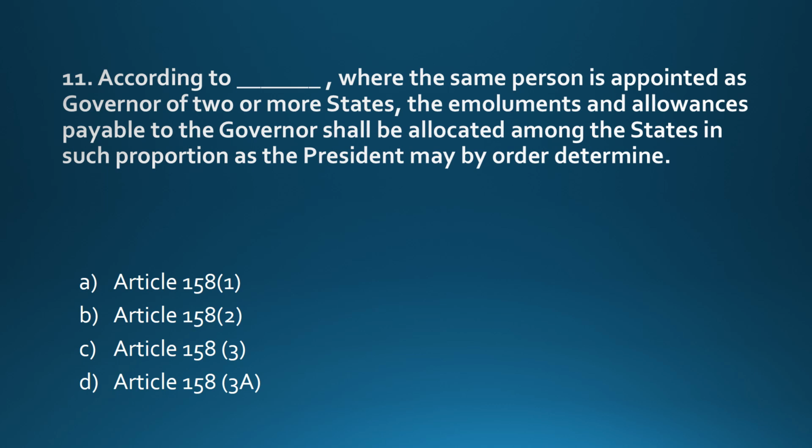Question number 11. According to Article ___, where the same person is appointed as governor of two or more states, the emoluments and allowances payable to the governor shall be allocated among the states in such proportion as the president may by order determine. Option A. Article 158.1. Option B. Article 158.2. Option C. Article 158.3. Option D. Article 158.3a.